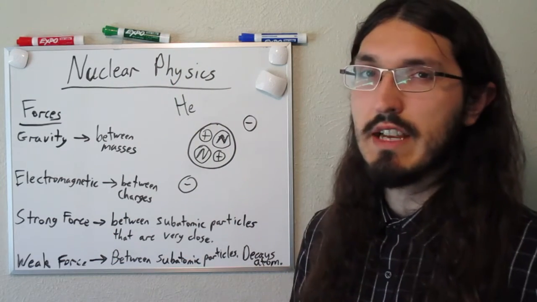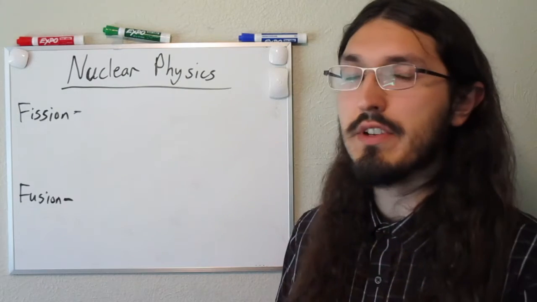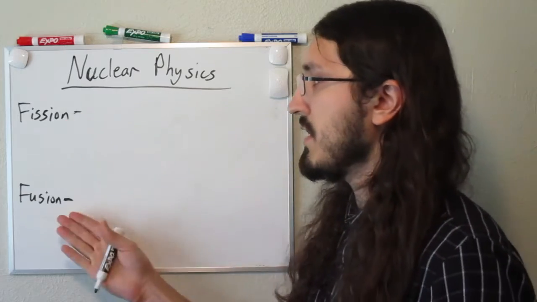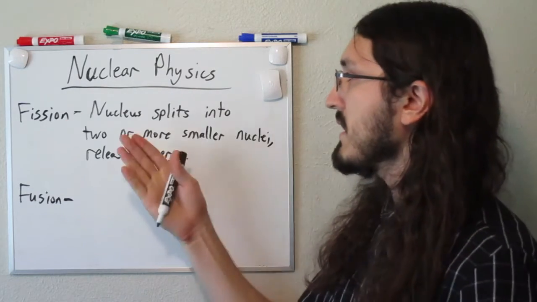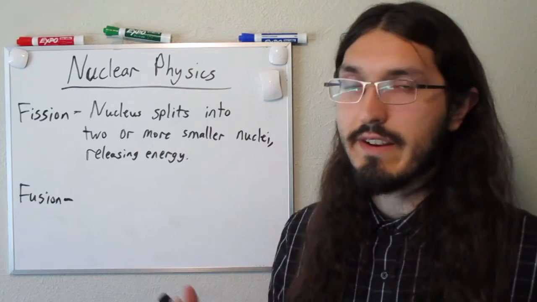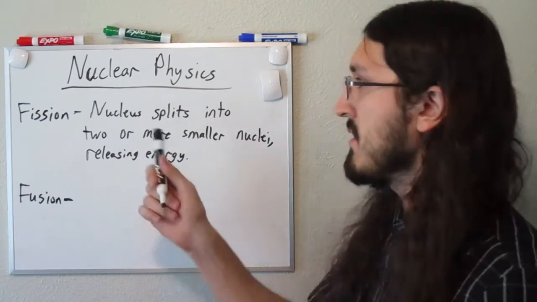I'm going to go ahead and start talking about nuclear energy and 2 different nuclear reactions that can occur. The 2 different nuclear reactions that can occur in an atom are fission and fusion. Fission is the process where the nucleus splits into 2 or more smaller nuclei, releasing a lot of energy. And once again, the weak force is what is responsible for the decay of these nuclei to split.